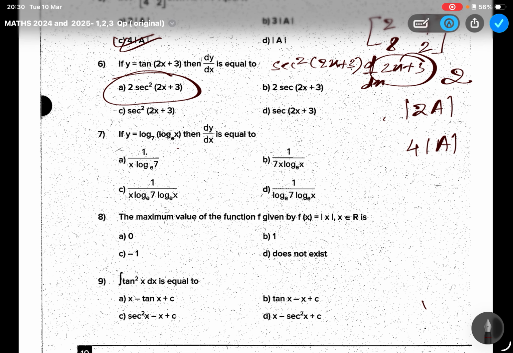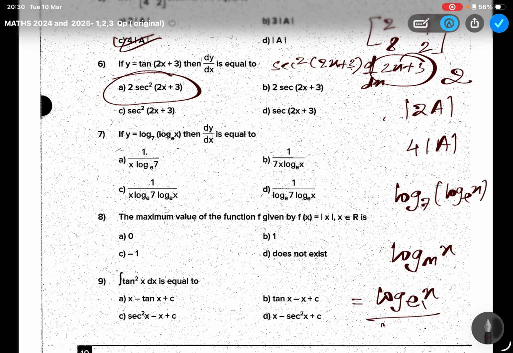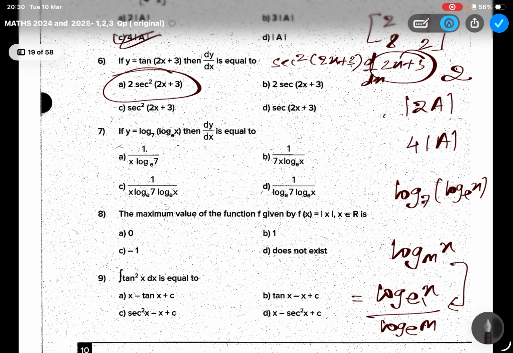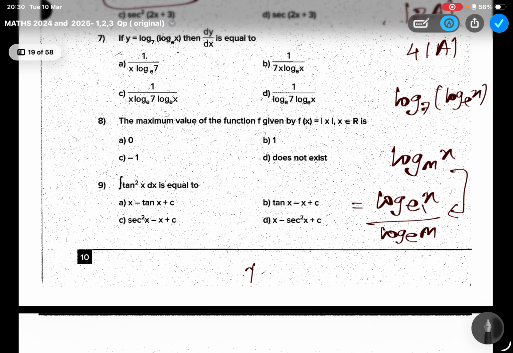Seventh question. Log base 7 of log of ex. So, we know that the log property is there. We want log ex and you have to send that log e. You have to remember this property. I hope you understood this property. That is nothing but, for any constant value k, if you want to substitute log ex, it is log e k.